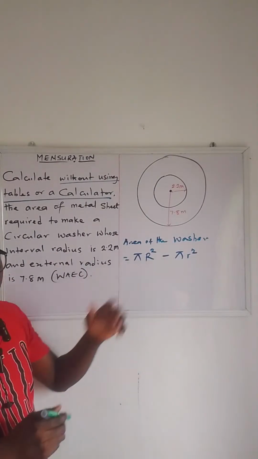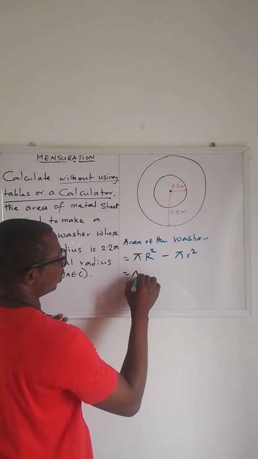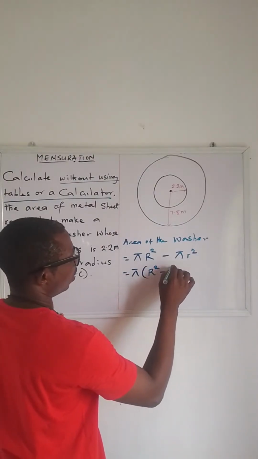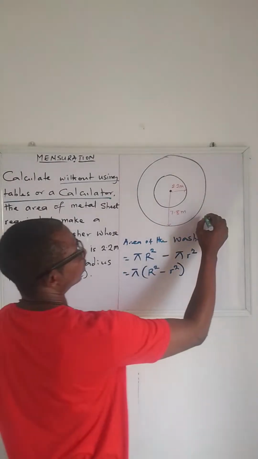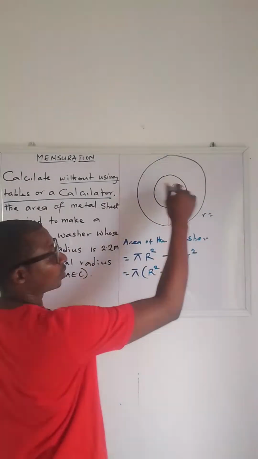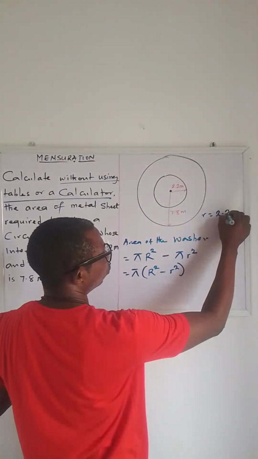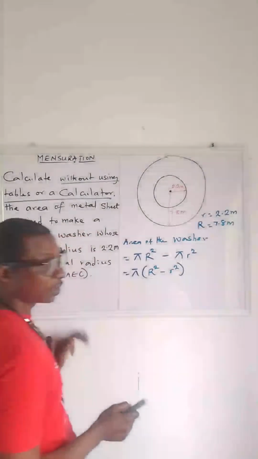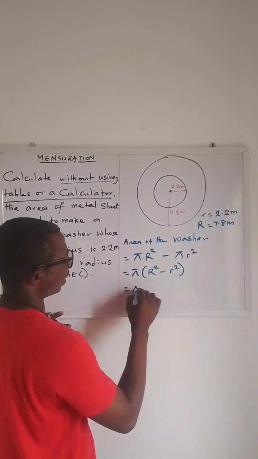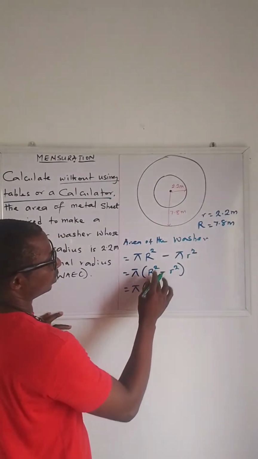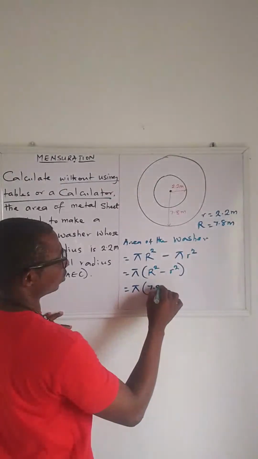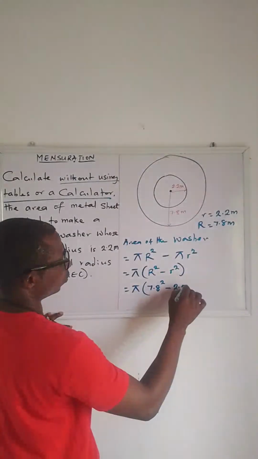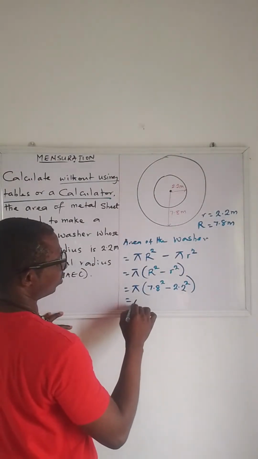Now let's see. Let's factor out pi. Can we factor out pi here? If we factor out pi, we have pi open bracket R square minus small r square. The small r is the radius of the smaller circle, that is 2.2 meters, while the bigger R is 7.8 meters. So that gives us pi times 7.8 square minus 2.2 square.